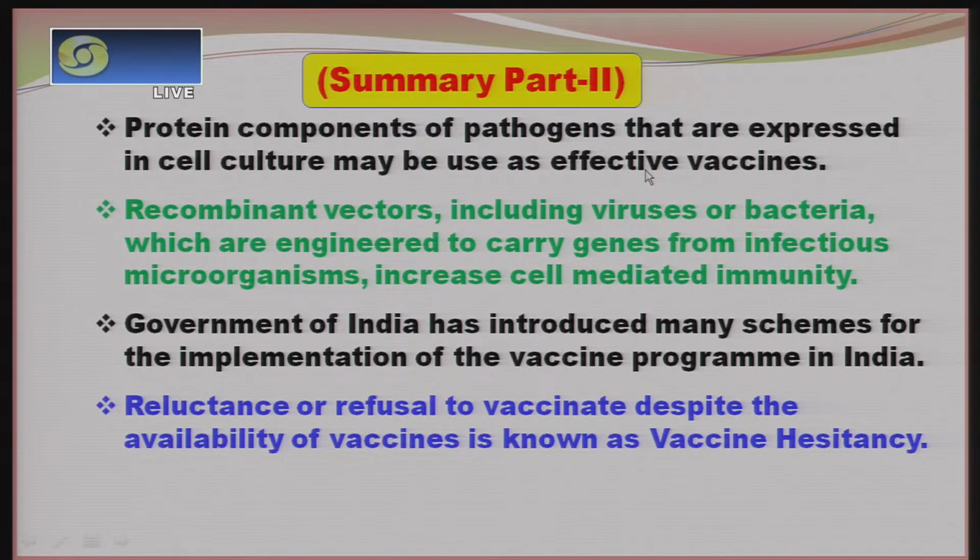Dear learner, I want to summarize this part. I hope you have learned a number of things related to vaccines. You have learned that protein components of pathogens expressed in cell culture may be used as effective vaccines. You have also learned that recombinant vectors, including viruses or bacteria, are engineered to carry genes from the infection, and the microorganism increases cell-mediated immunity. The Government of India has introduced many schemes for the implementation of the vaccine program in India.